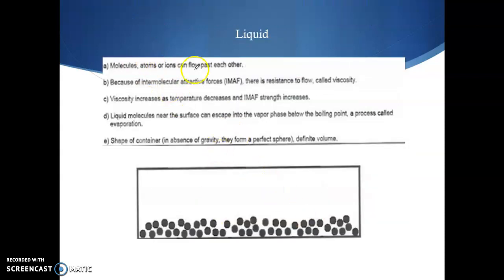Okay, liquids, these are molecules that can flow past each other. So if I want to show the movement of a water particle, I can show arrows like this, where they're able to flow past one another. Okay, and that's a major characteristic of them. They can escape. Some of them, like this one, could escape into the gas phase, called evaporation, right? So they take on the shape of their container, an undefined shape, and they have a definite volume.